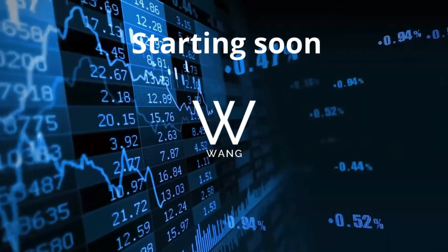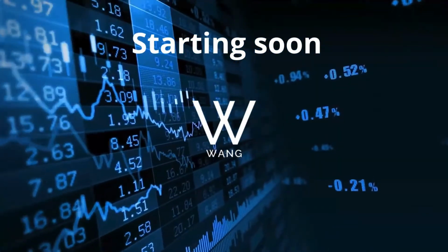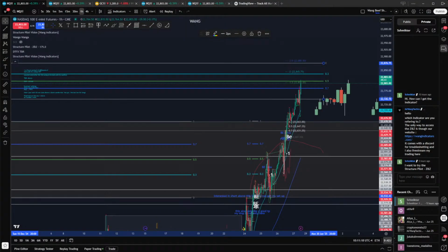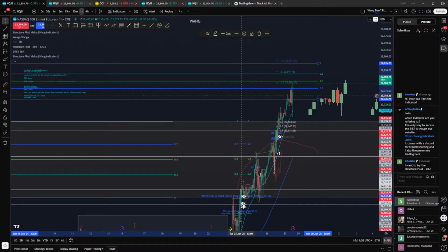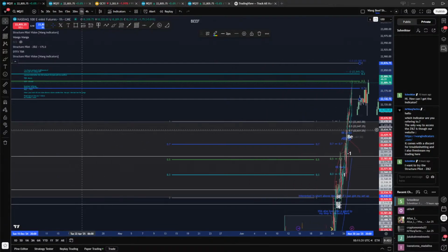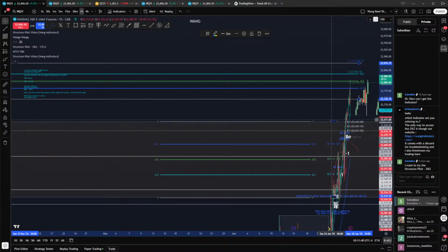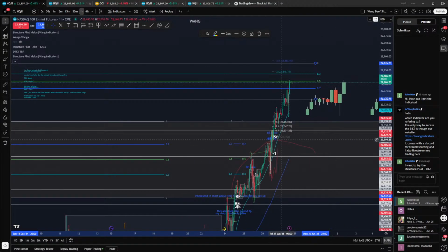Okay, share my screen. This is what I'm looking at right now. So y'all can see. What I'm looking at is the zone in between wicks. From the top of this to the top of that, there's a zone, and we are currently sitting at the 50% of it.